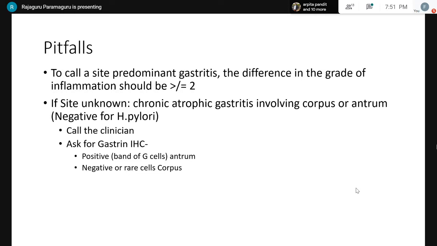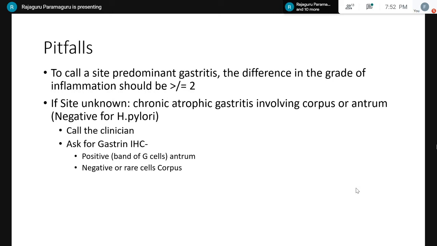And in case the site is not known, like we get a biopsy saying gastric biopsy to rule out H. pylori, and you look at it with all the pyloric glands, and you're in doubt whether to call it body mucosa or antral mucosa, you can always ask your clinical colleagues, or you can simply perform a gastrin IHC. The IHC will be positive in the antrum because the G cells are present only in the antrum, and negative if it is corpus mucosa.